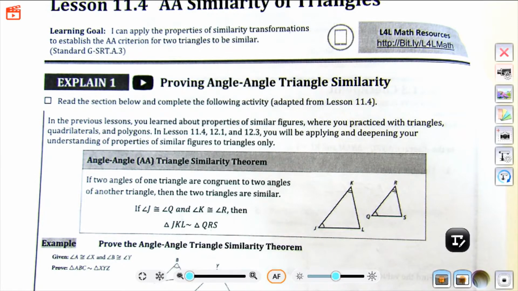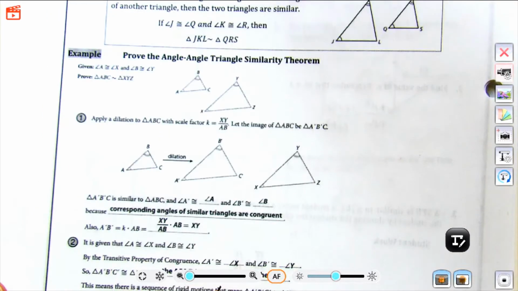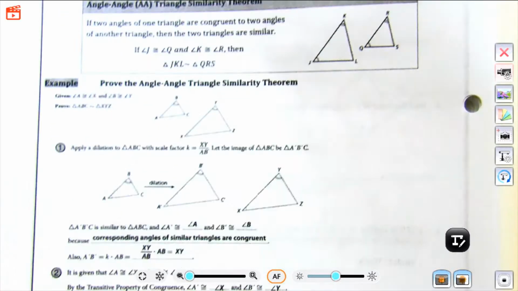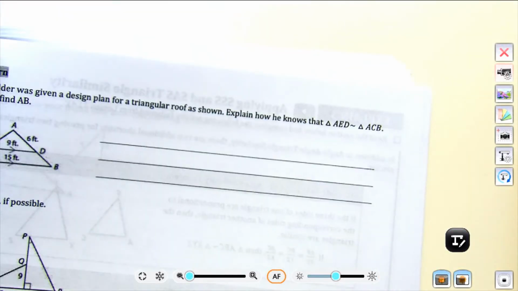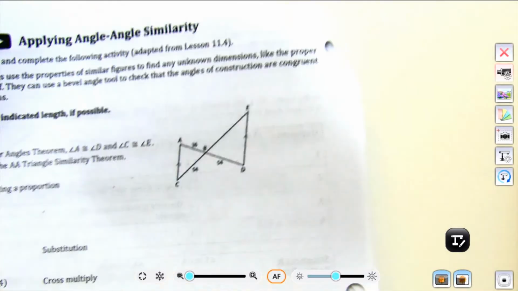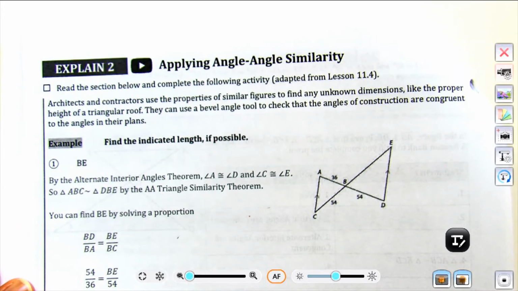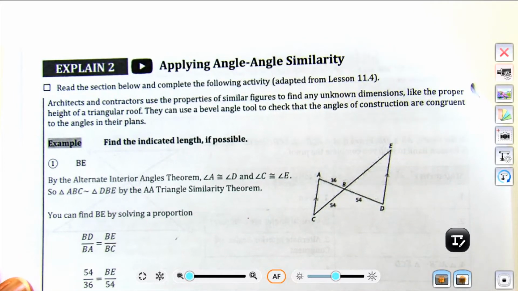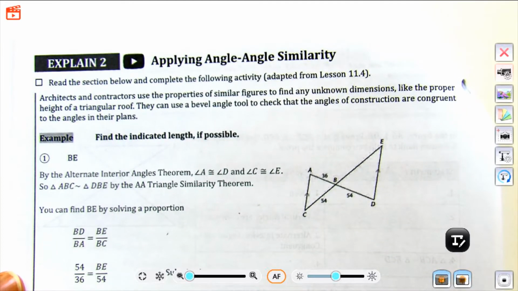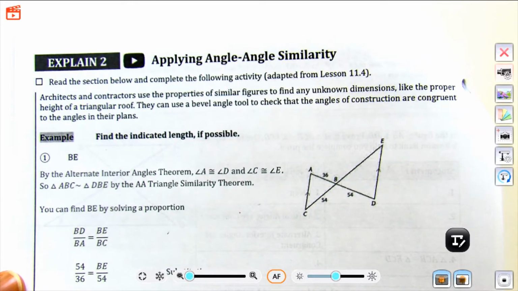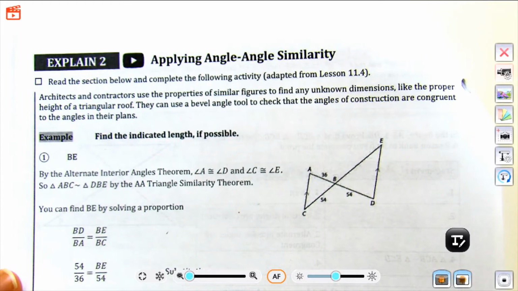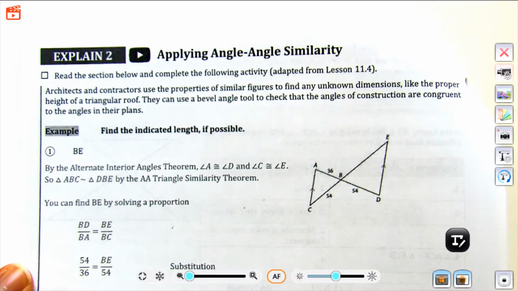We're actually going to be skipping some of the proofs of how they derive that, and going straight into some problems. So let's skip to page 26. Okay, so once we identify that two triangles are similar, we can use some of the properties that we learned last lesson to find missing sides or missing angles or missing variables.